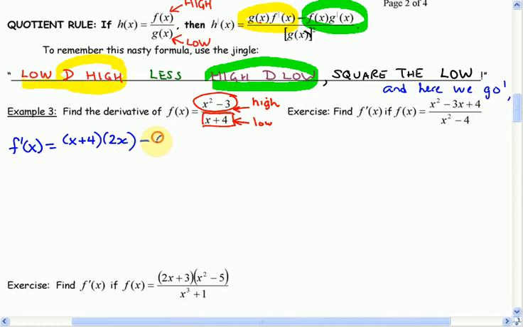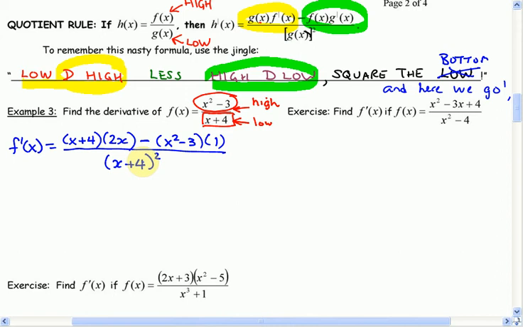So what's high? High is the x squared minus 3. And now what's the derivative, or d of low? What's d of x plus 4? 1. Just 1. Good. So you see, I did low d high, less high d low. And then I'm going to say divided by, square the bottom, or the low, whatever you want to call it. So squaring the bottom just means take x plus 4, and we're going to put a square next to it. And here we go.